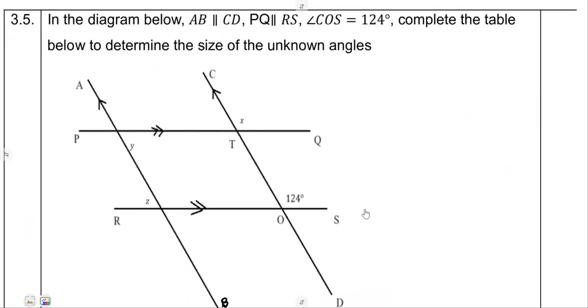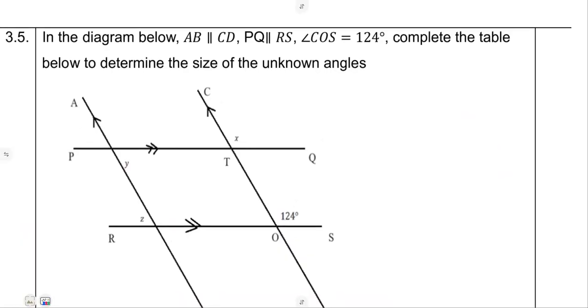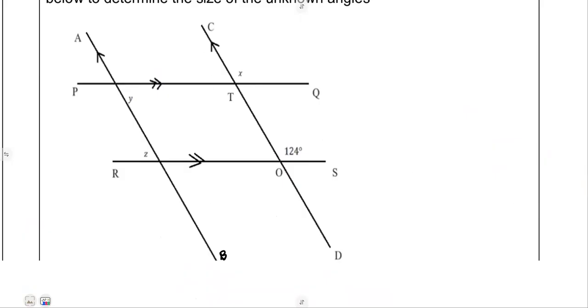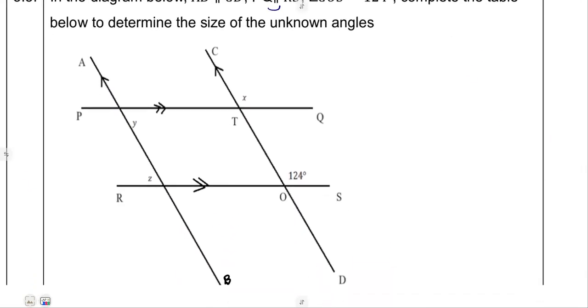On question 3.5, in this diagram, we are told that AB is parallel to CD. These two lines are parallel. Also, PQ is parallel to RS, and angle COS is 124 degrees. Okay, that is it.